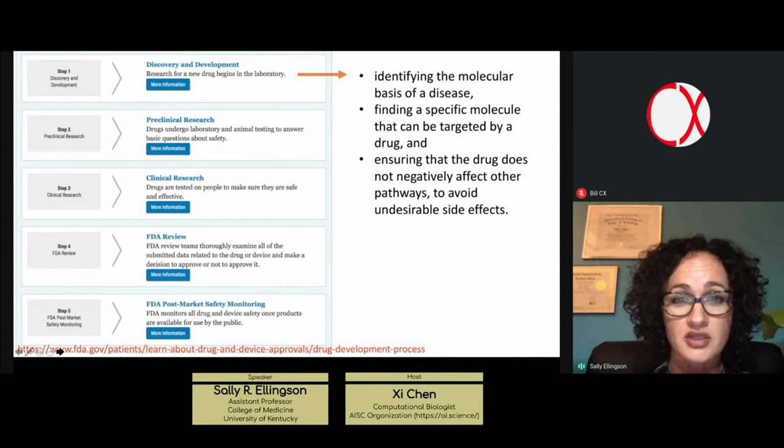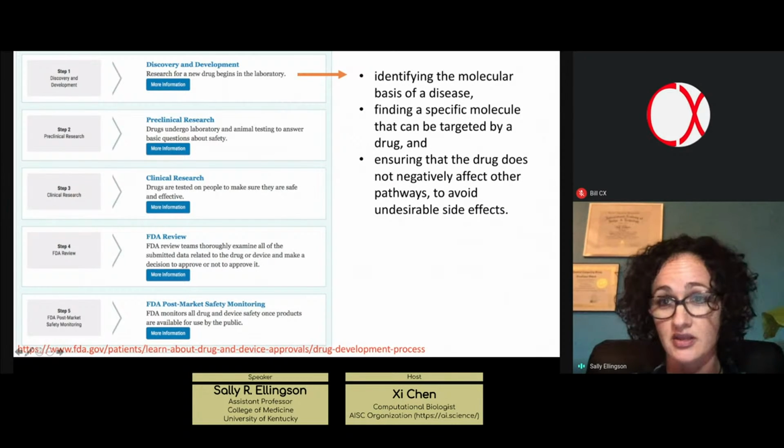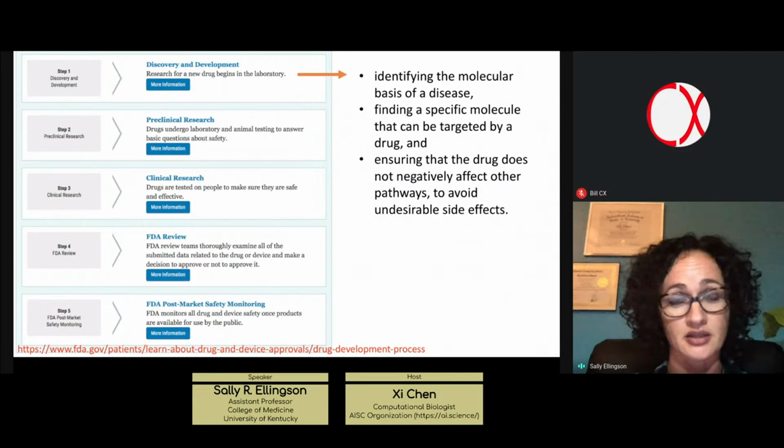The focus here, and what my research and computational methods are about, is the initial stage. In this initial stage, you do things like identify the molecular basis of a disease, what's causing it. Also, finding a specific molecule, one of the causes of the disease, that's able to be targeted by a drug. And then also ensuring that this drug doesn't negatively affect you because it's binding to different things and different pathways that are important to your survival.